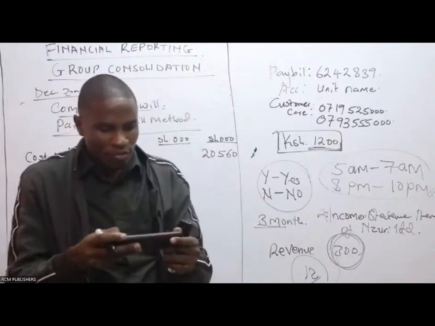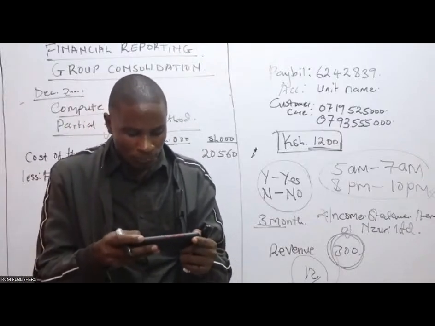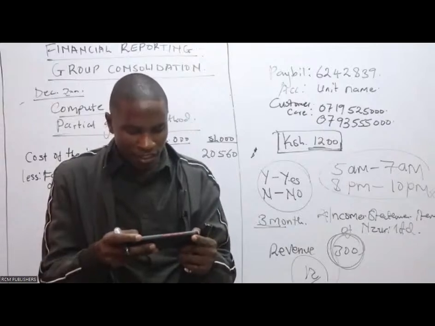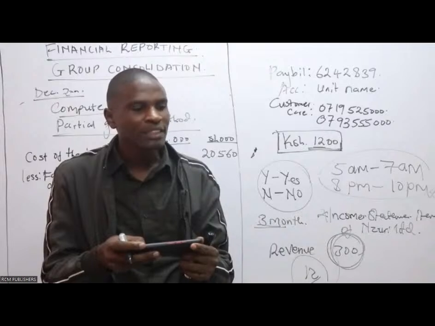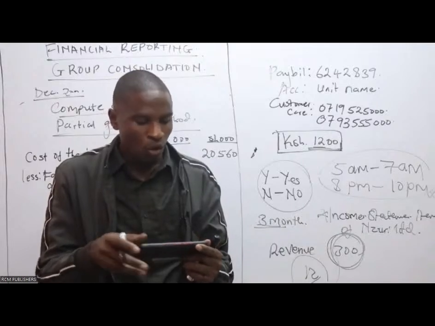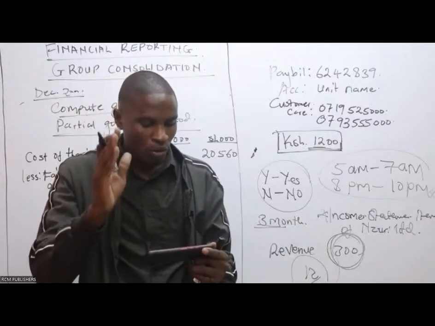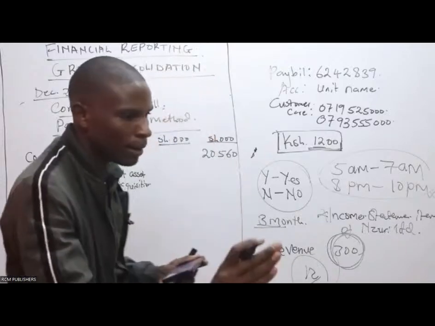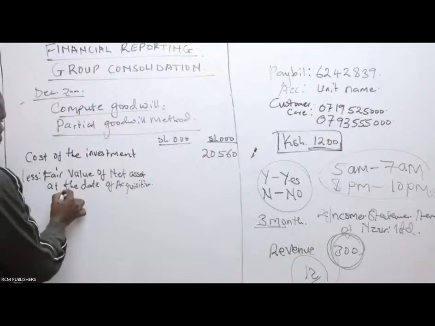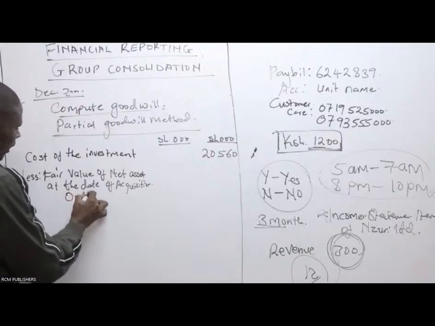Now, who can give me one of the fair value items that you can see for our subsidiary company? Ordinary share capital. Subsidiary has how many? Someone to help me. We have one: ordinary share.